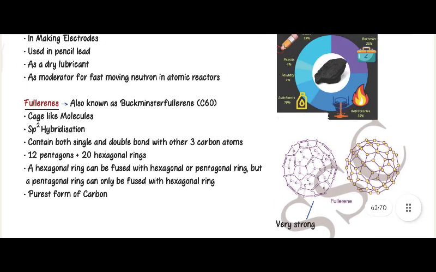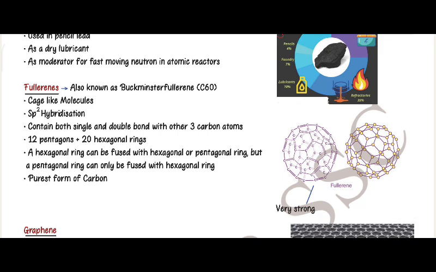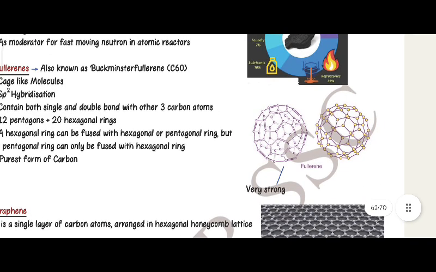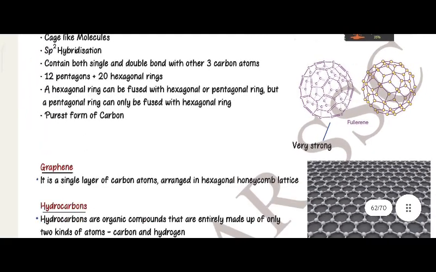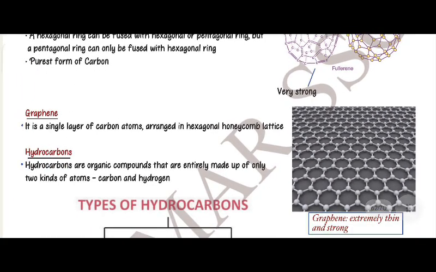Fullerenes, also known as Buckminster fullerenes, C60. Cage-like molecules. sp2 hybridization. Contains both single and double bonds with other 3 carbon atoms. 12 pentagons plus 20 hexagonal rings. A hexagonal ring can be fused with a hexagonal or pentagonal ring, but a pentagonal ring can only be fused with a hexagonal ring. Purest form of carbon, and very strong. Graphene is a single layer of carbon atoms arranged in a hexagonal honeycomb lattice.